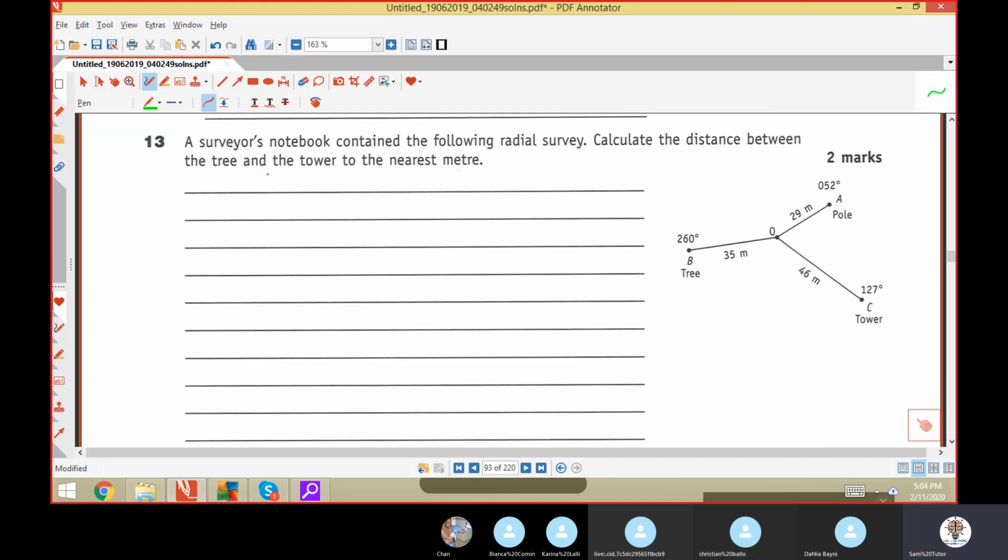A surveyor's notebook contained the following radial survey. Calculate the distance between the tree and the tower. So where's the tree and the tower? Oh, it's right there. So we go all the way like that. I'm going to have a guess. It might be cosine side rule. So now, BC is what we're trying to find. BC is just this little square right here. No, we just need to find the angle and then we're done. The only problem here is that we need to find the angle. We just need to find that.